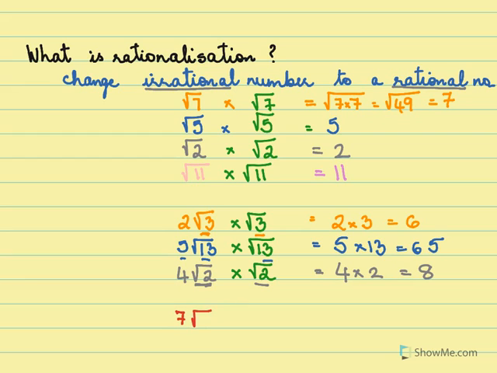For 7 under root 6, I would multiply it by under root 6 because it's the under root 6 that is irrational. And here you get 7, under root 6 into under root 6 is 6. So the answer is 42. Now 42 is rational, but 7 under root 6 was irrational. So rationalization is changing an irrational number to a rational.